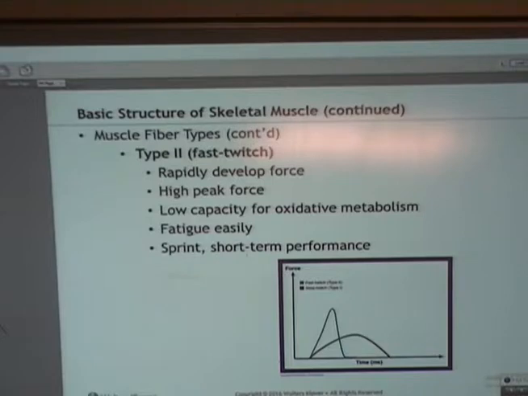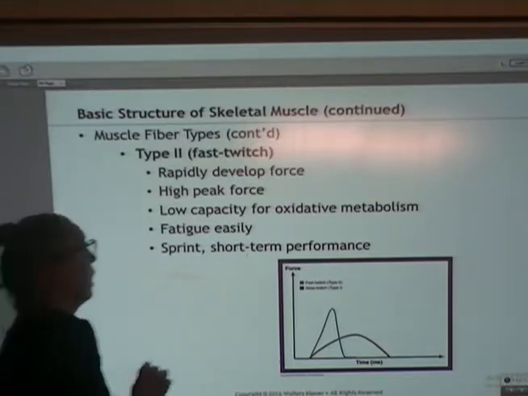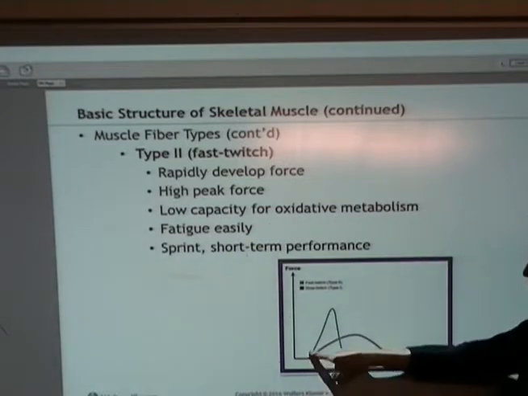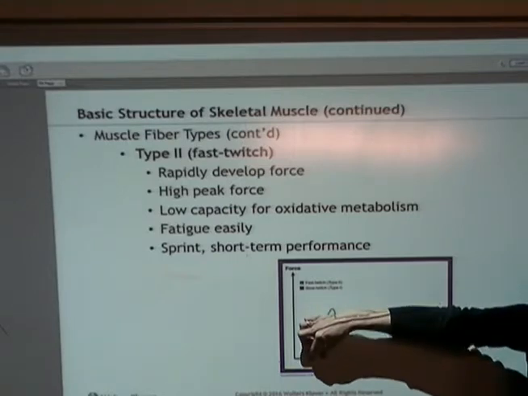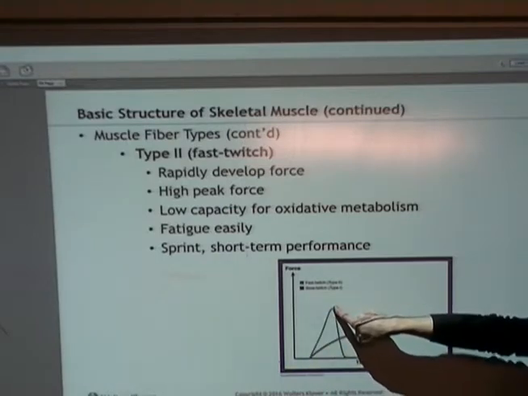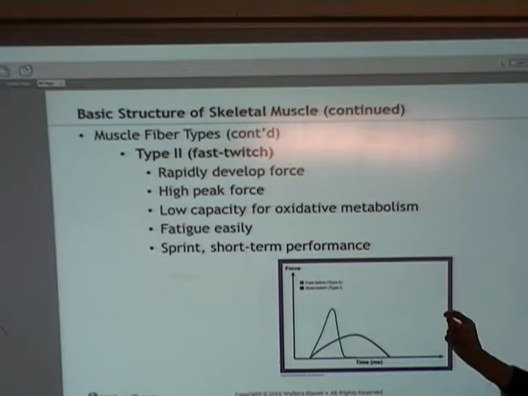Type 2s used to be called fast twitch, and they're represented on the graph by the blue line. So you can see that the amount of time it takes to reach its peak force is much shorter, and the peak force is much, much higher. Remember that power is speed times force. So the faster I can contract, the more powerful I am.